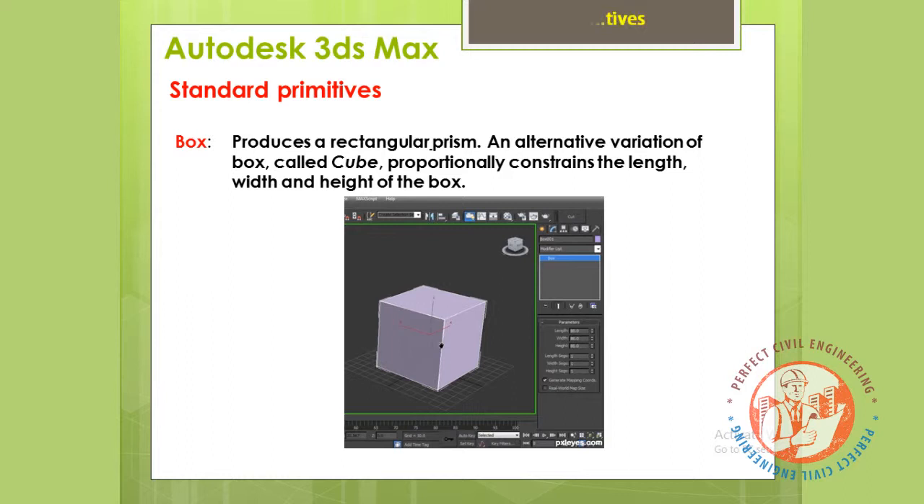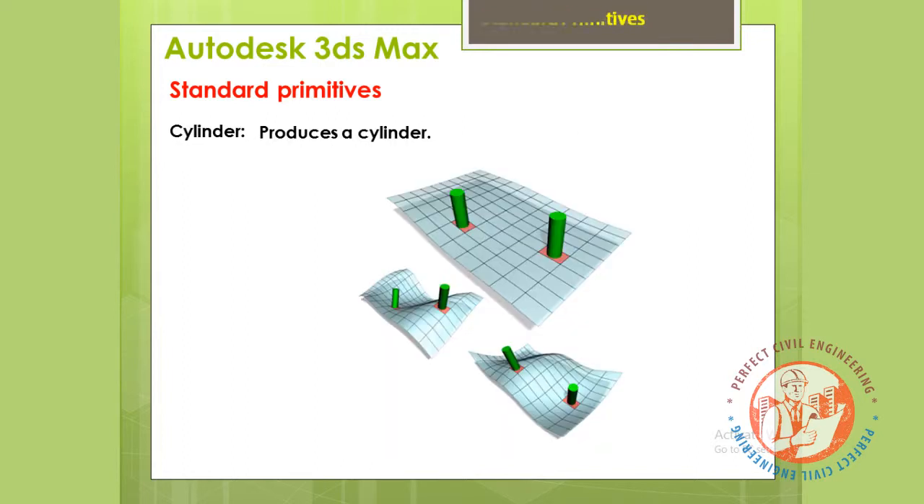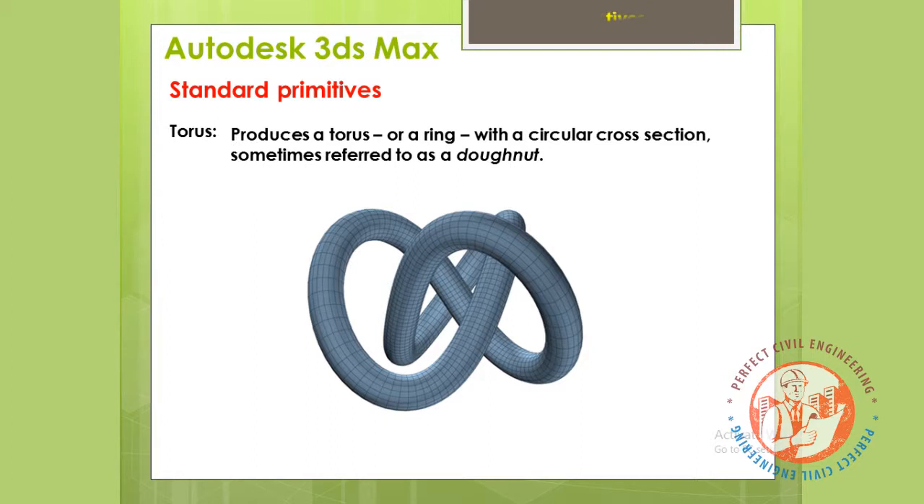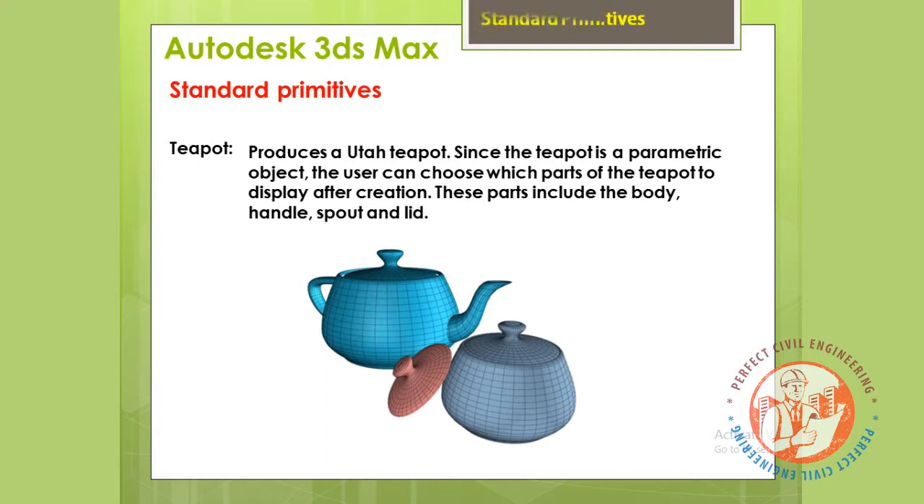Standard primitives. Box produces a rectangular prism. An alternative variation of box, called cube, proportionally constrains the length, width and height of the box. Cylinder produces a cylinder. Torus produces a torus or a ring with a circular cross-section, sometimes referred to as a donut. Teapot produces a Utah teapot. Since the teapot is a parametric object, the user can choose which parts of the teapot to display after creation. These parts include the body, handle, spout and lid.